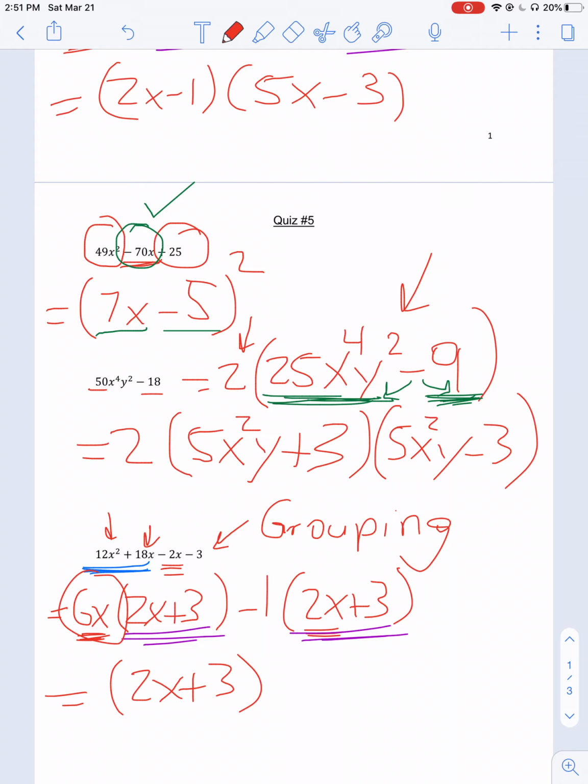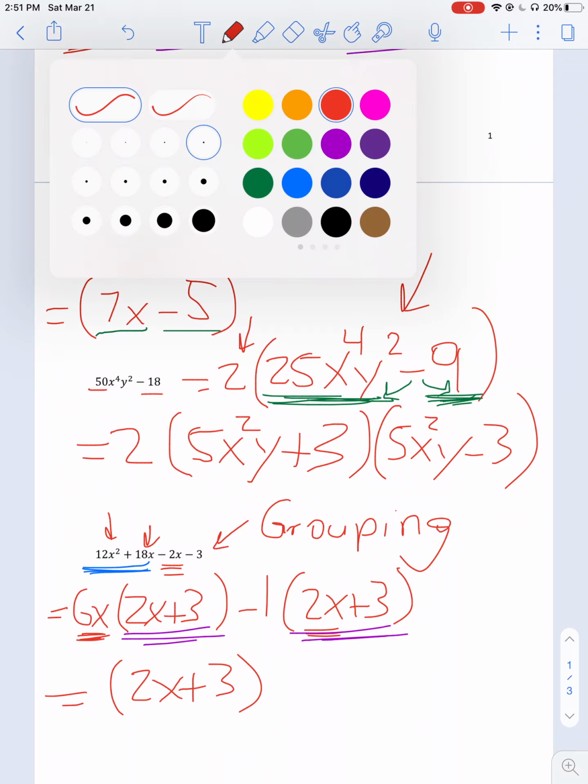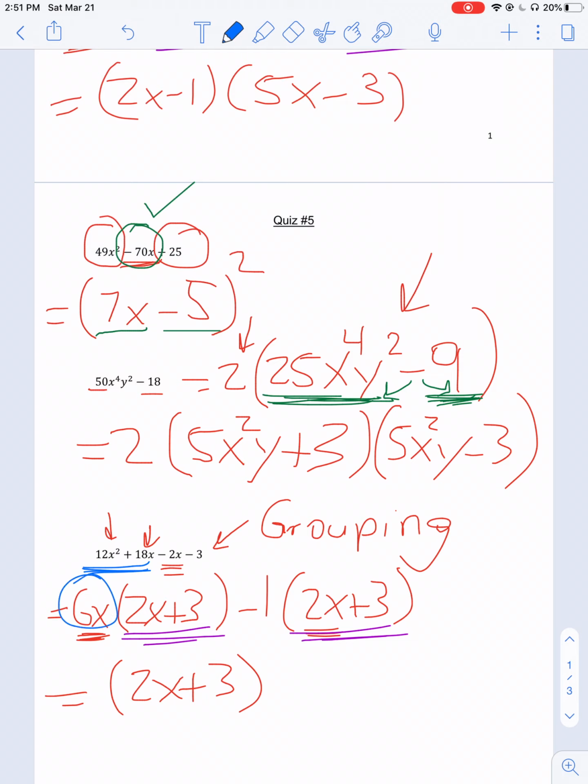So maybe let me use a different color. Then I'm left with 6x minus 1. So then you have to open the bracket and put 6x minus 1. Okay, and this is your final answer because there's nothing to factor in here, right? 2 and 3, the biggest number that divides 2 and 3 is just 1. And same thing with 6 and negative 1. So this is your final answer.